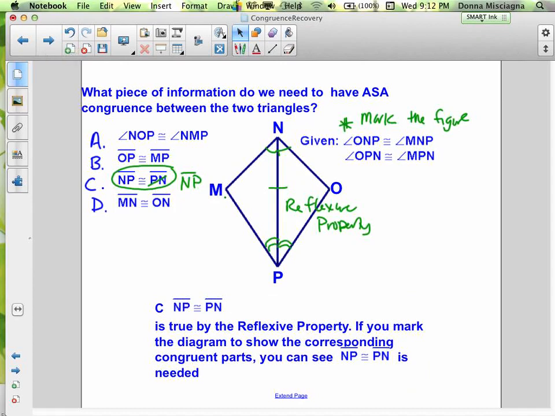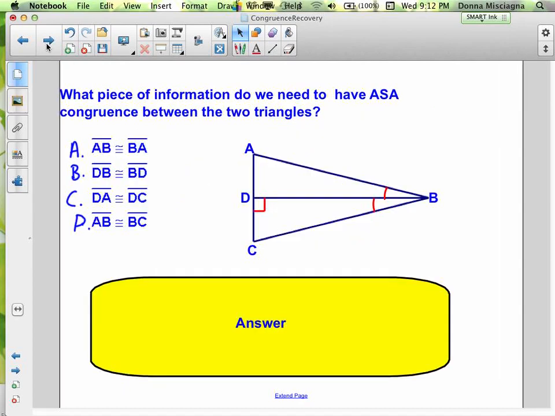If you're marking the diagram to show the corresponding congruent parts, you can see that NP congruent to NP is needed, right? And it's needed, and we know it. So that's good. All right, let's try another one. What piece of information do we need to have angle side angle congruence between the two triangles?